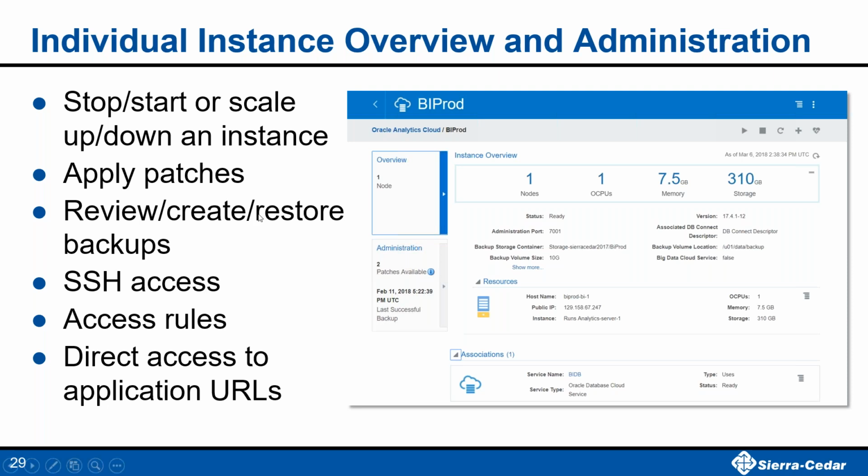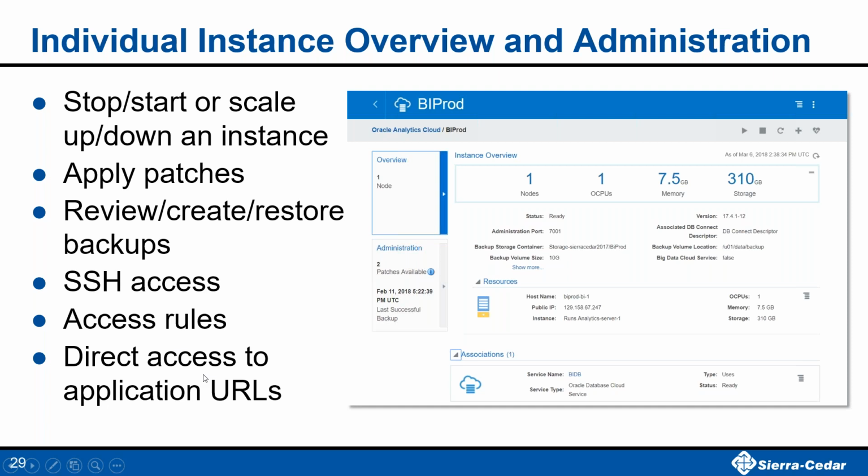I can apply the patches here. We talked about it. There's a patch. In this case, I have two patches available. I'll get to see other information like the last backup. I can do my backups from here, create my backup. I'll see my databases that are assigned. I can get my keys if I didn't have them already for the SSH access. I can go to access rules, which I'm going to show a screen on in a second here because I think those are kind of critical. That's your firewall rules as well.